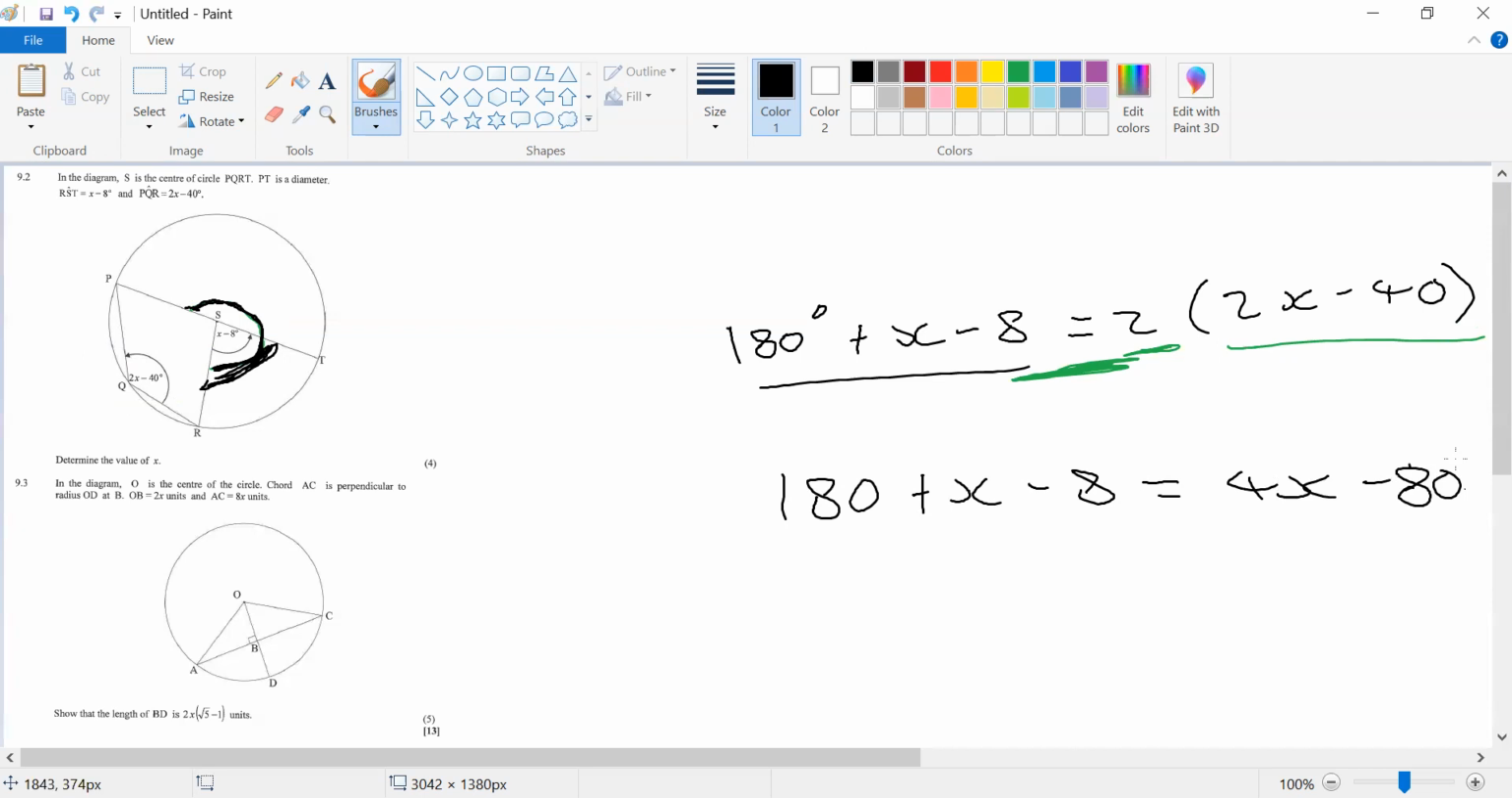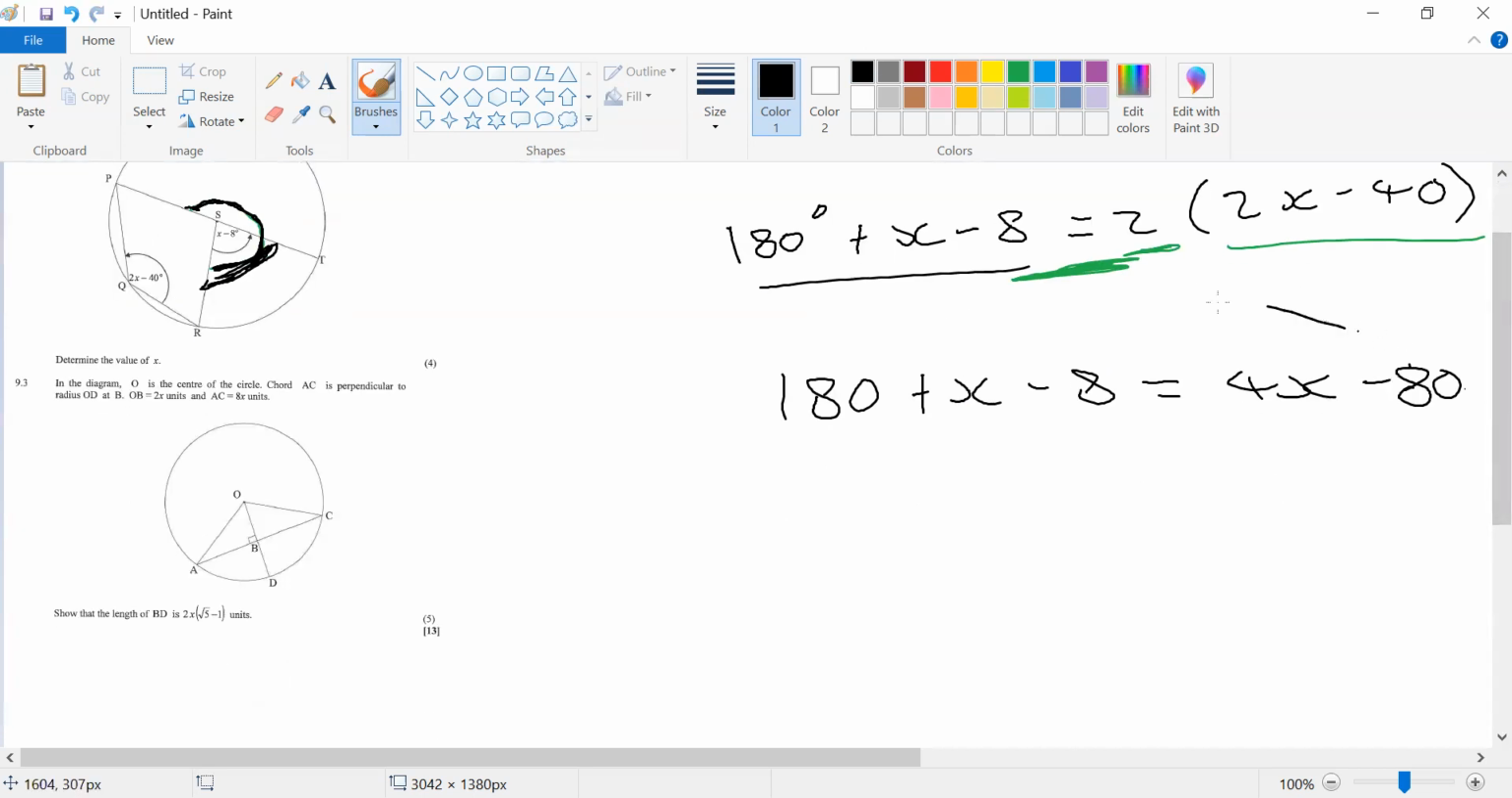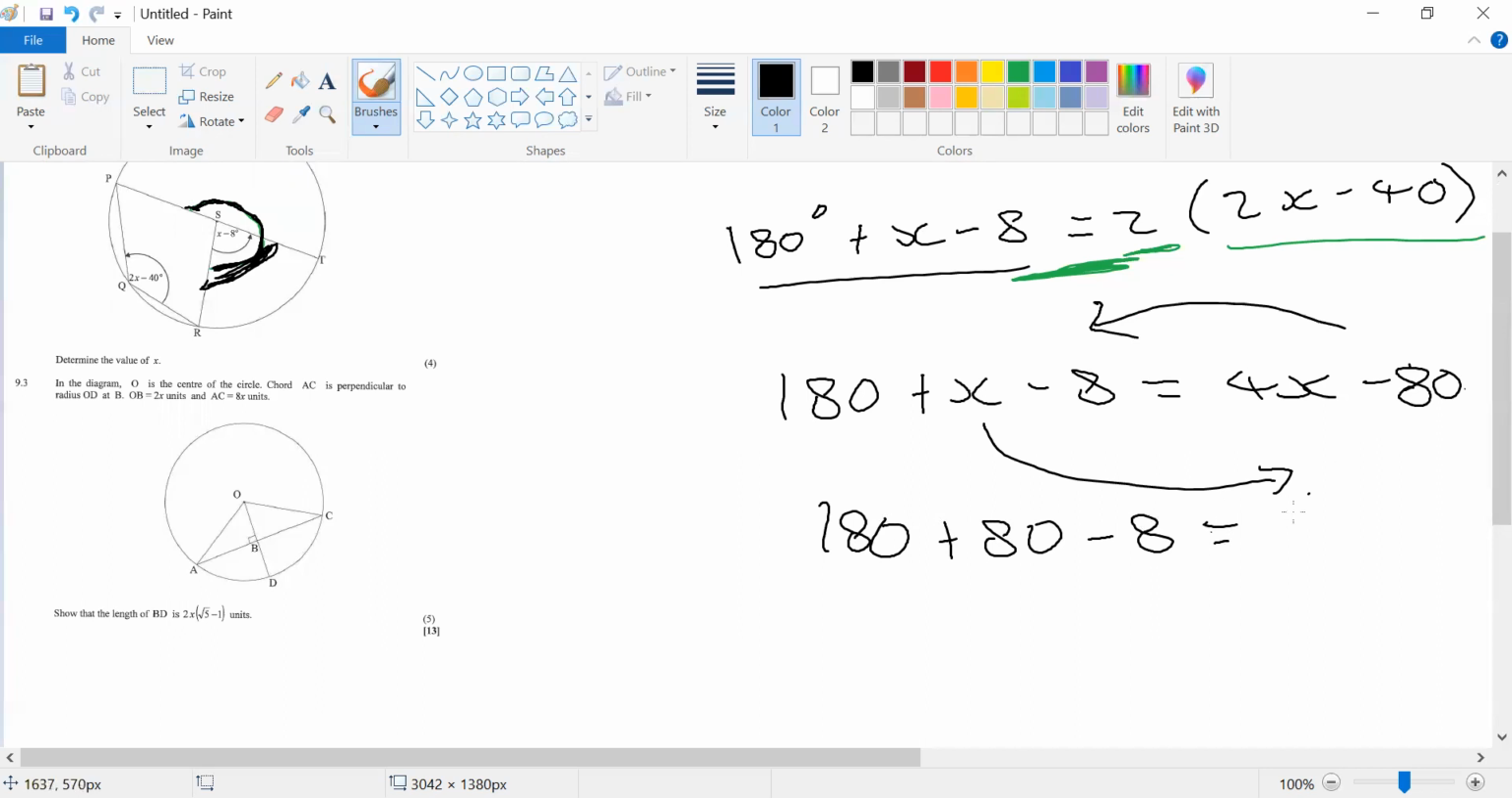And if we start simplifying everything from here, I'm going to take the minus 80 across and the plus x across. So what this is going to give me is 180 plus 80 minus 8, which is equal to 4x minus x. And then when we start simplifying, this is going to become 252 is equal to 3x, and x is equal to 84 degrees.